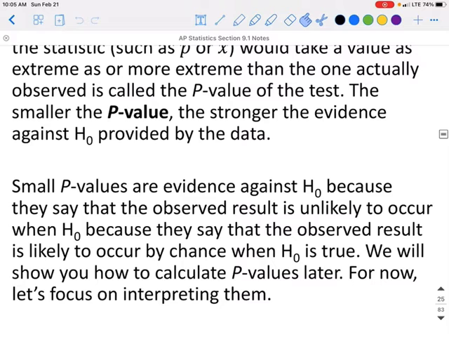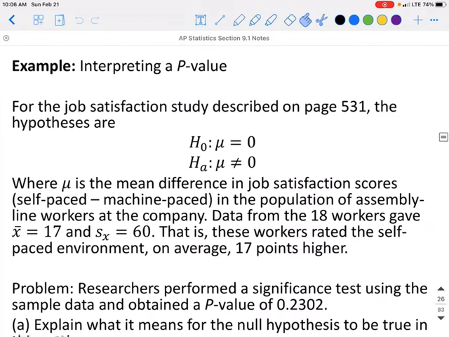Small p-values are evidence against your null hypothesis because they say that the observed result is unlikely to occur by chance when H sub 0 is true. So we're saying the chance that this is only happening strictly by chance is only 1% or 5%. We will show how to do the calculations for p-values later, but for right now we're just going to learn how to interpret them.